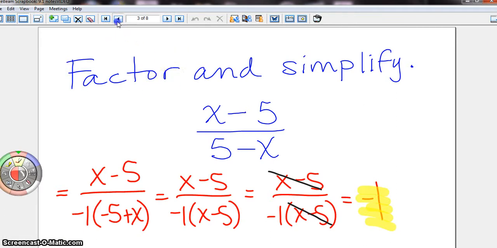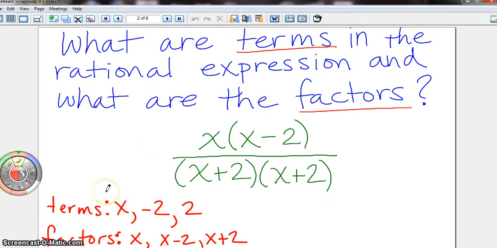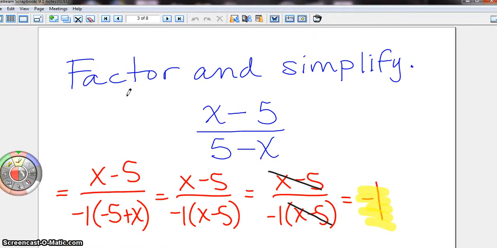Let me go back. It is important to know the difference between terms and factors. When we simplify, when we divide, factors are those quantities that can be canceled out, what can be divided. Terms cannot be factored or canceled out. This particular x, which is also a factor, is kind of an exception, but it's because it is a factor.